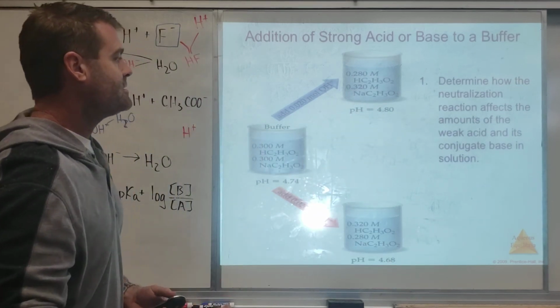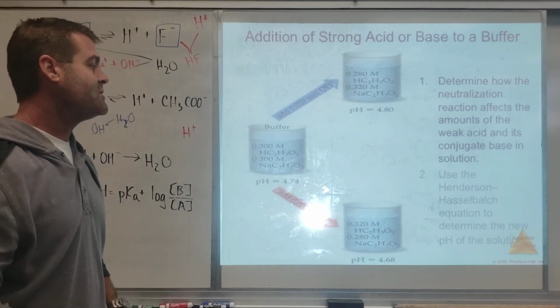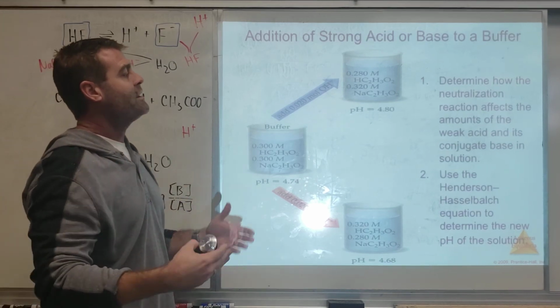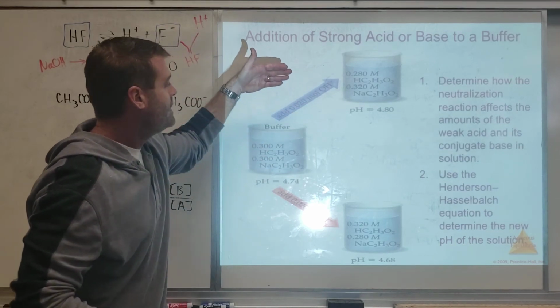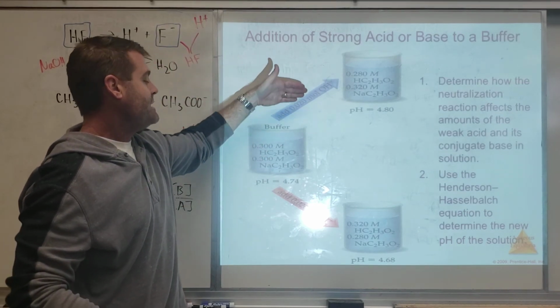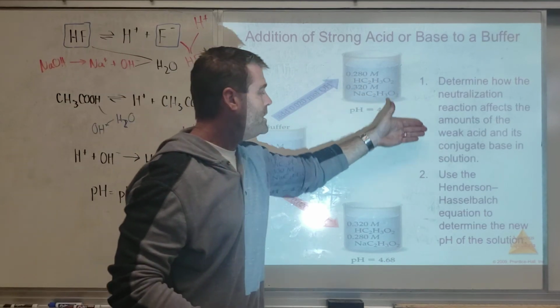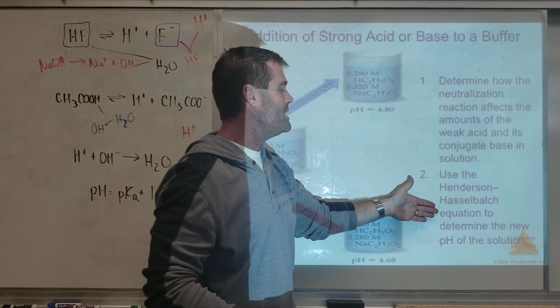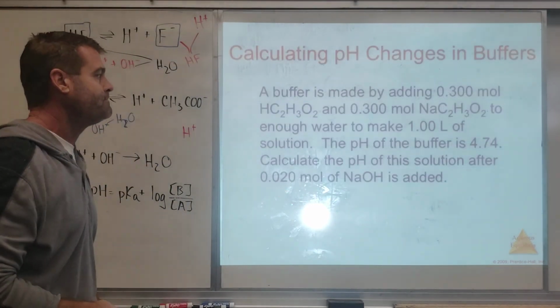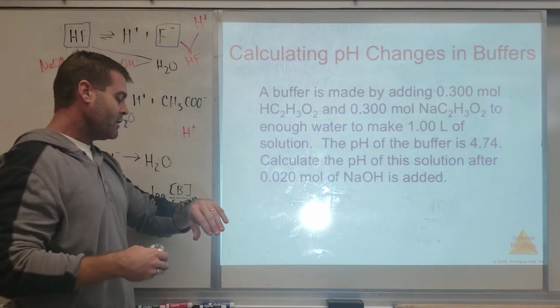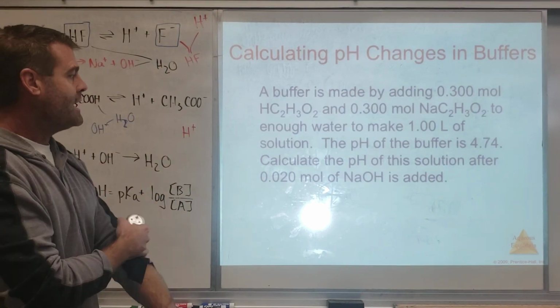So look at how it's going to work in the ICE chart. It's two steps. Then we use the Henderson-Hasselbalch equation to determine the new pH of the solution. So we first see what effect adding the strong base or strong acid has on the initial concentrations. Then we use the new concentrations in the Henderson-Hasselbalch equation to get the pH. So this is kind of going over what I just summarized.